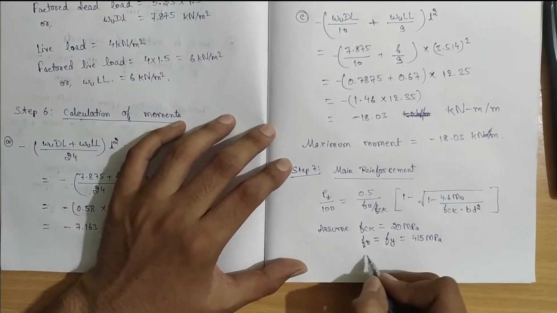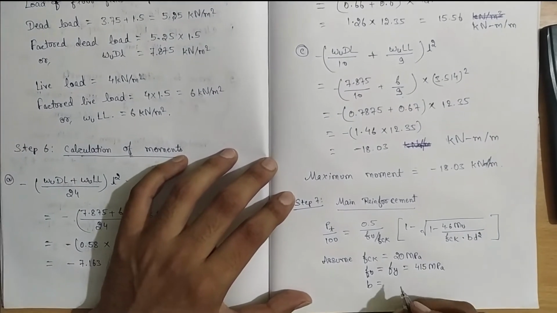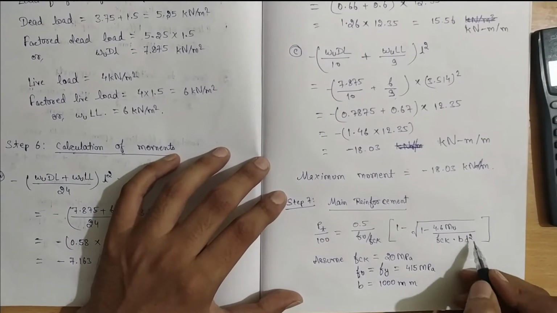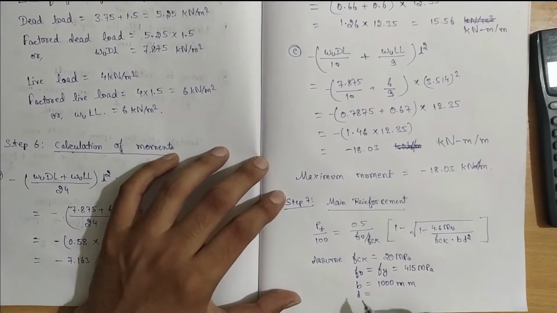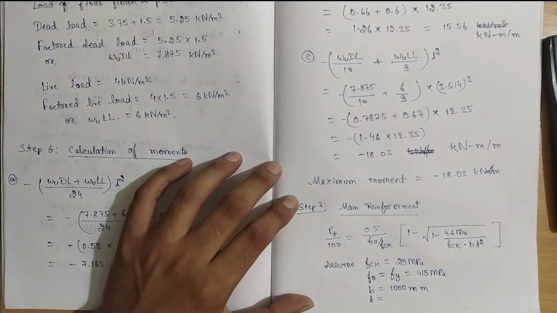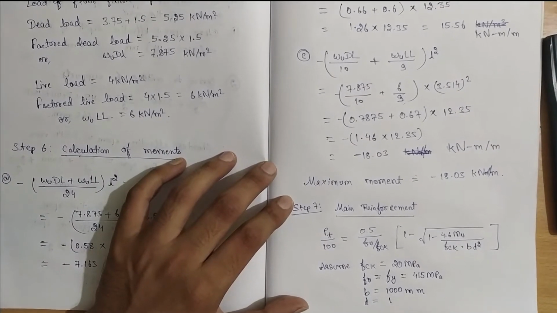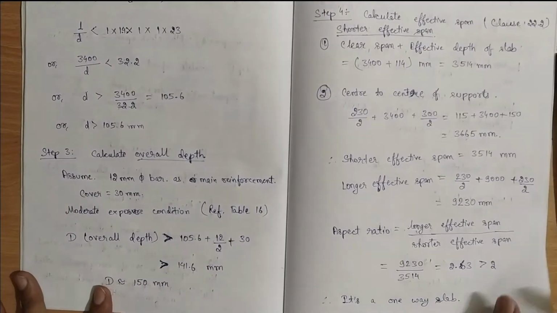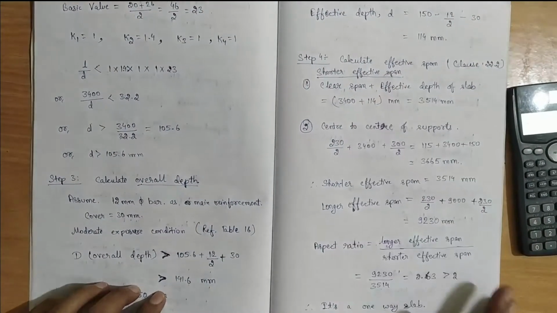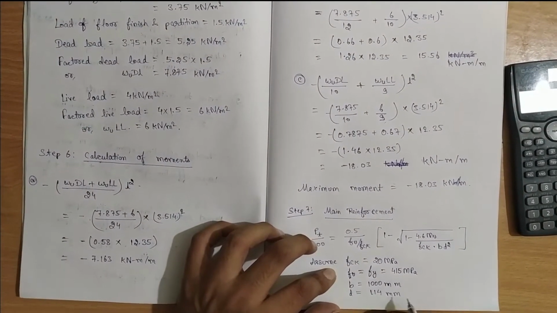What is b here? We are assuming a strip of 1 meter along the slab. So b is 1000 mm. Now what is d? d is our effective depth. We have already calculated effective depth in our first video, that was design of slab part 1. Just have a look. What was our d? So effective depth was 114 mm. So it will be 114 mm.